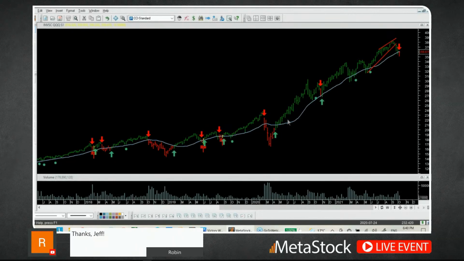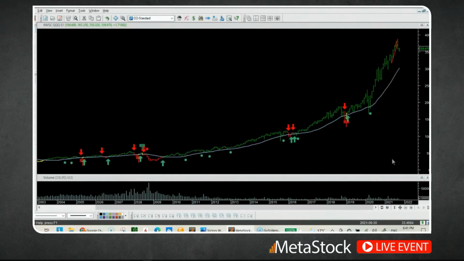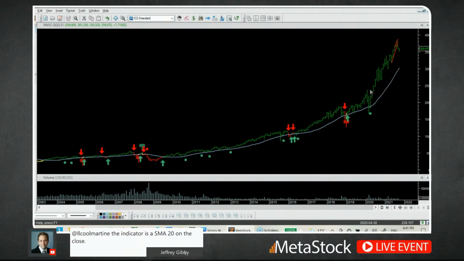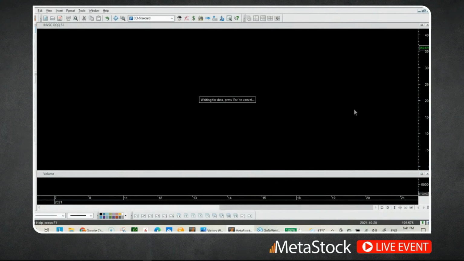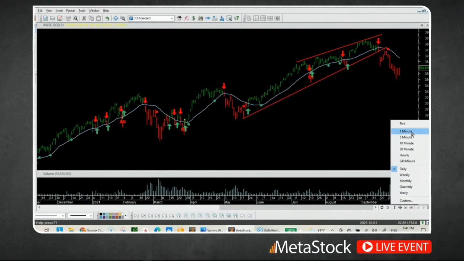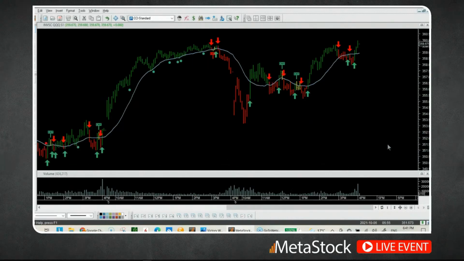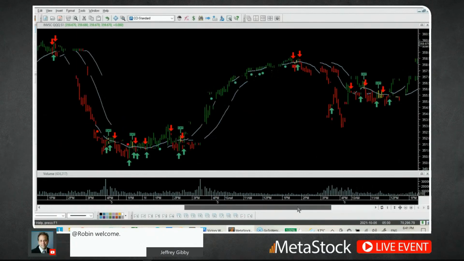Here are the weekly setups. Fantastic, right? Monthly, same thing. Look how clean those are on the monthly. The higher the time frame, the smoother the charts, right? The price action. So don't shy away from those higher time frames. Now, if you want to look at a lower time frame, it's the same thing, right? It depends on how active it is.